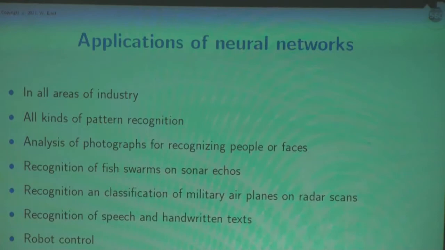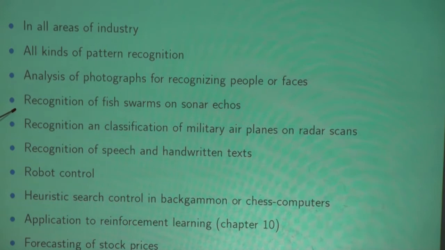Okay, yeah. So this finishes our chapter on neural networks. And so maybe let's give some hints on applications. As you can see, this list is quite long. So meanwhile, there are really many applications of neural networks. In pattern recognition, of course, for example, analysis of photographs for recognizing people, recognizing faces, or fingerprints, recognition of fish swarms on sonar echoes, classification of military airplanes on radar scans. Actually, there are many military applications, especially in the pattern recognition field. Recognition of speech, handwritten text.